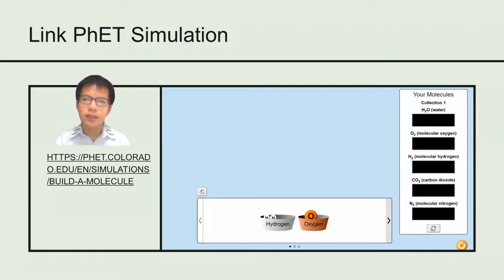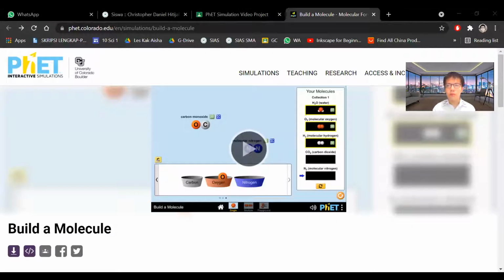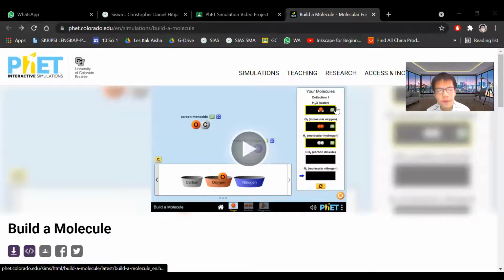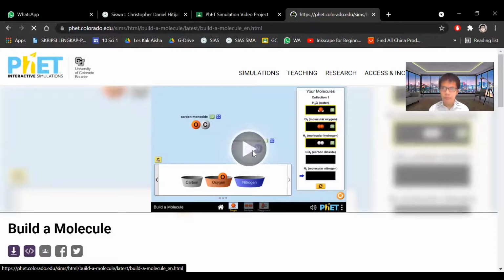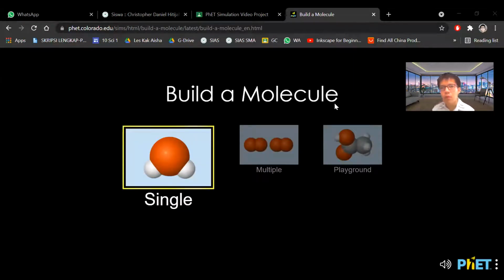Next, this is the link of the PhET simulation. This is the view of the website of the PhET simulation. We click the play button and wait for about 2 minutes. After we click the play button, this is the view of the PhET simulation. There are 3 features: single, multiple, and playground. First we click the single feature.